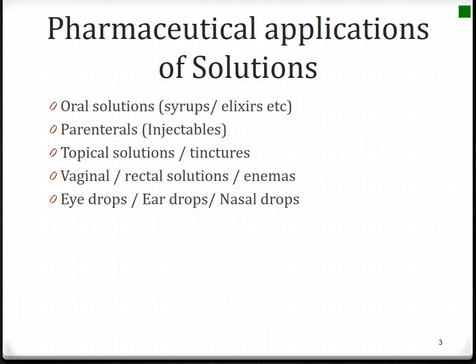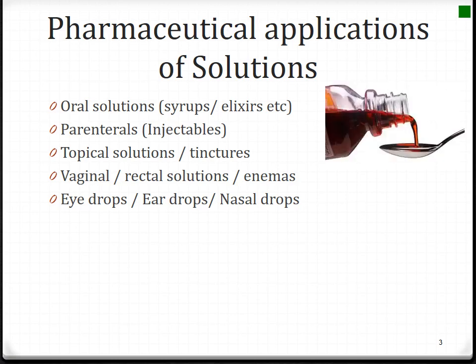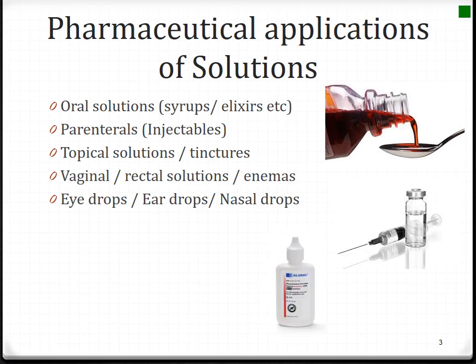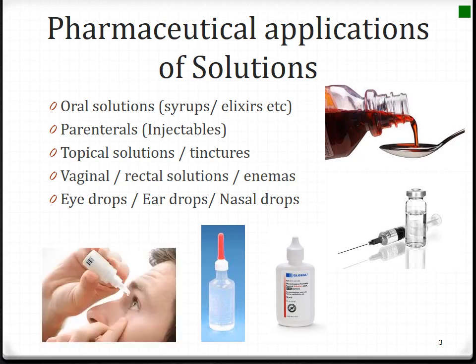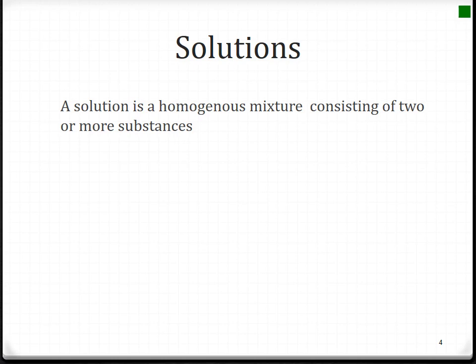Many dosage forms are actually solutions. There are oral solutions such as syrups and elixirs, parenteral solutions which are injectables, topical solutions to be applied on the skin, douches or enemas which are inserted into the vagina or rectum, and drops such as eye, ear or nasal drops. First, let's look at the definition of solutions.